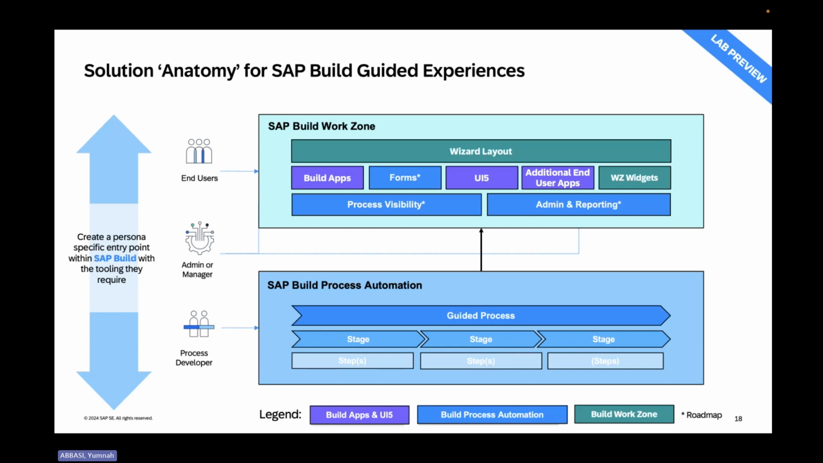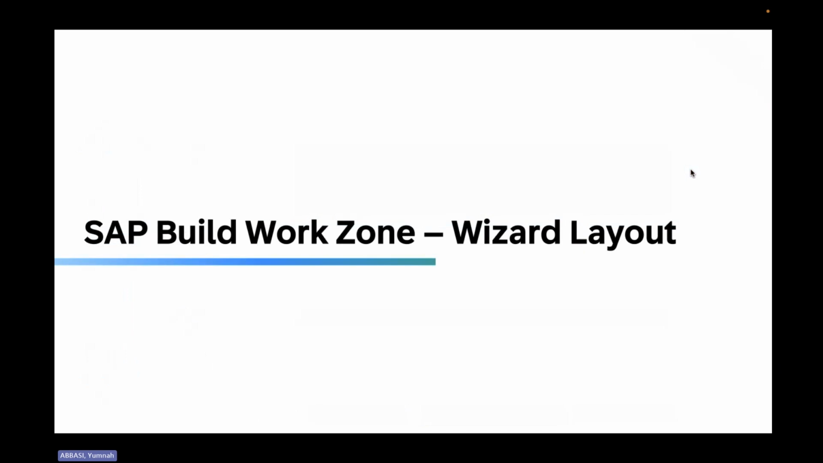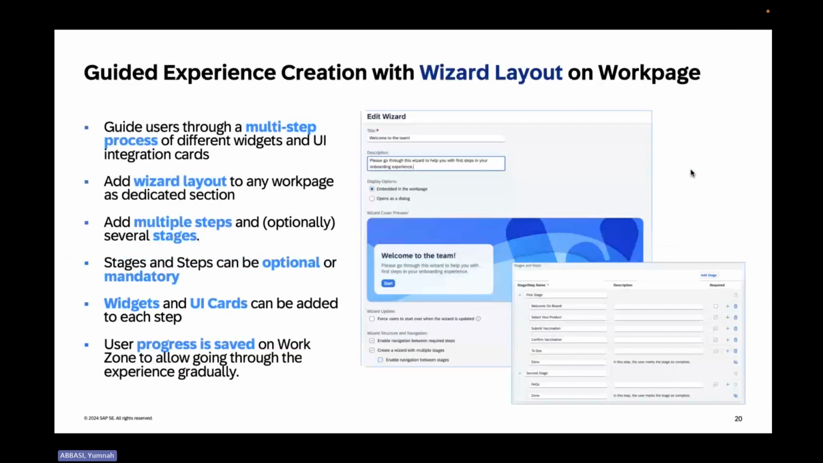Today we will focus a bit more on the things that are already GA, or that became GA in Q2, which are available as of today: the Build Work Zone part and the wizard layout, as I discussed previously.